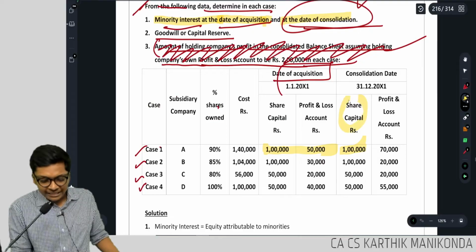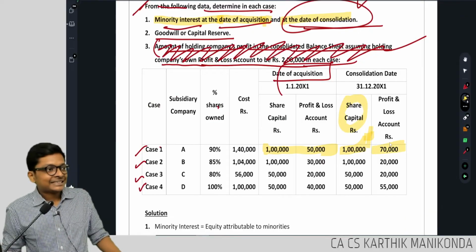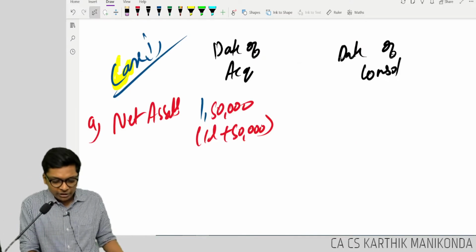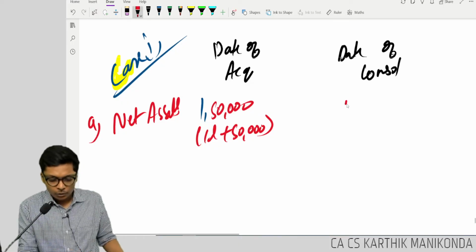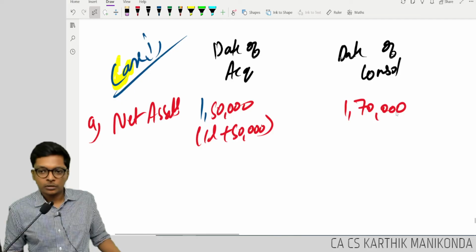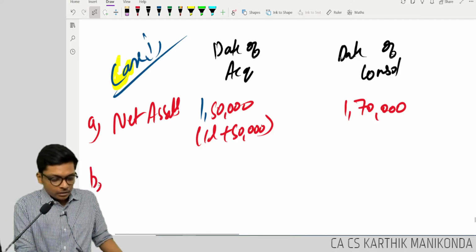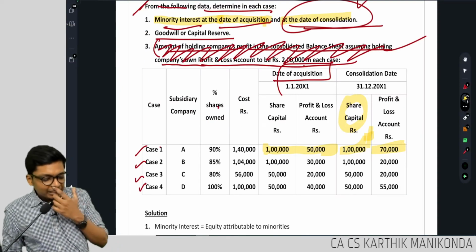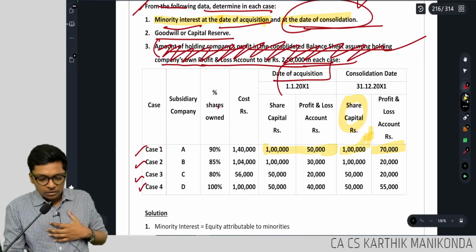1 lakh share capital plus 70. Correct? How much are you getting? 1,70,000. Are you all able to follow, guys? Hello. Next, what is the minority share?